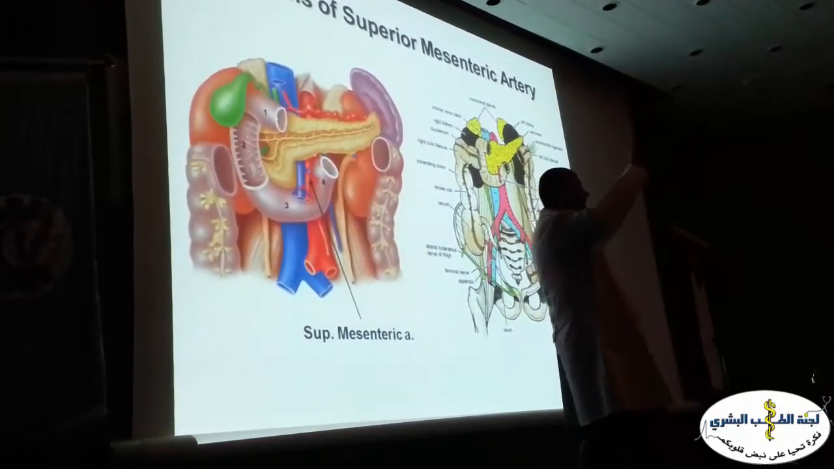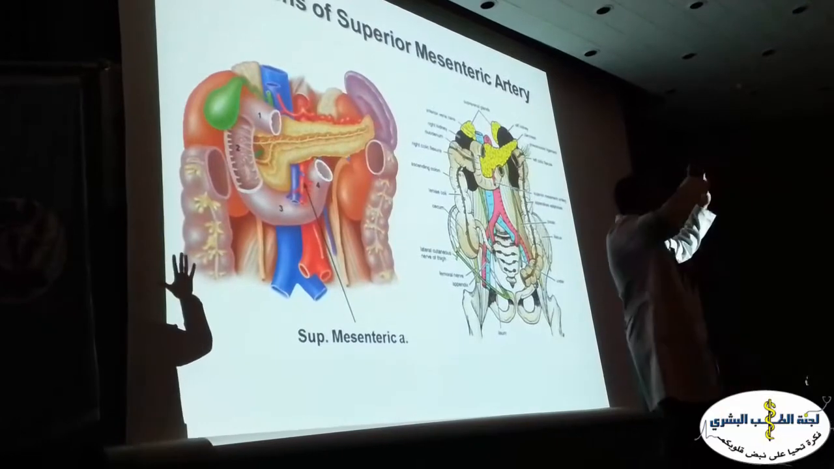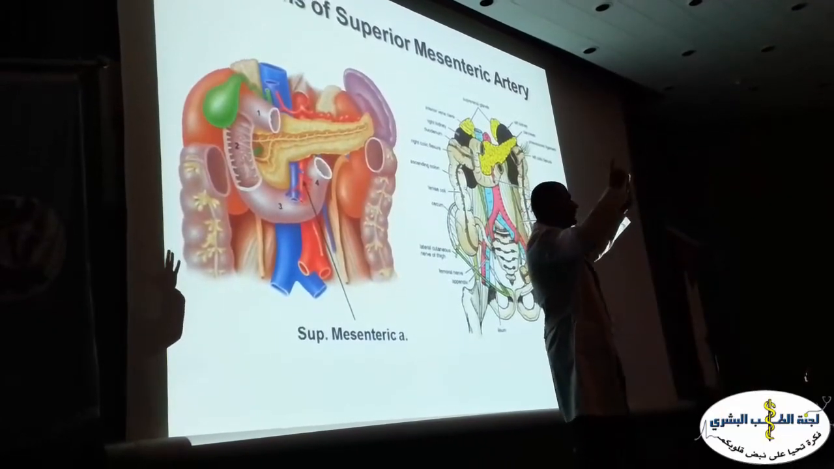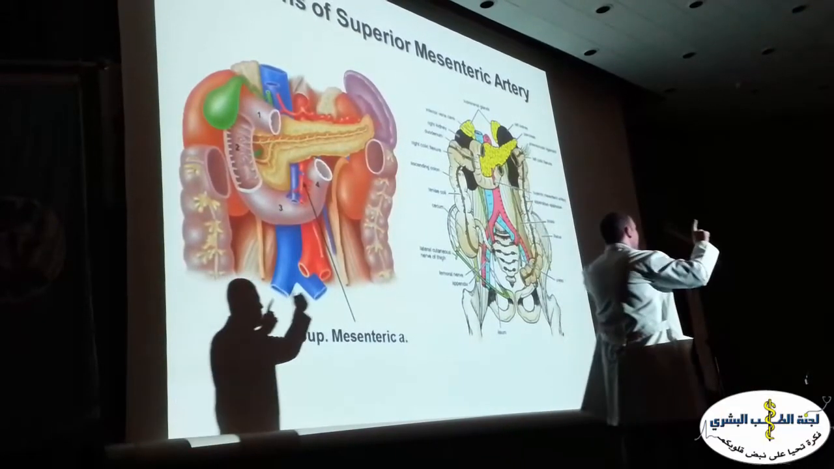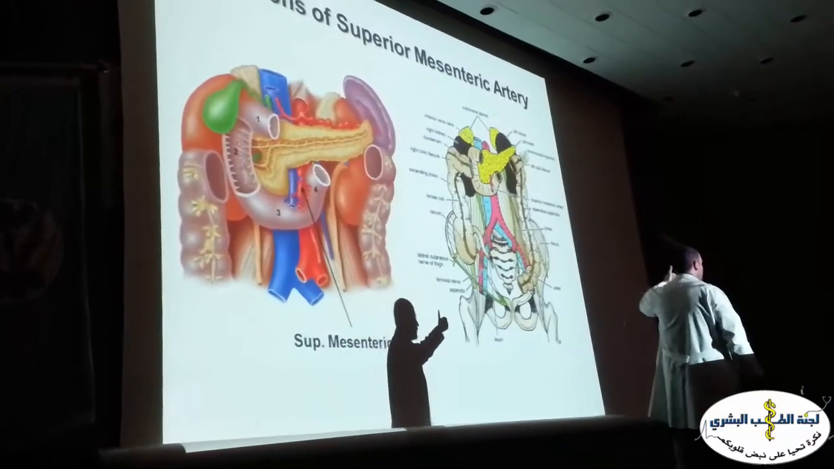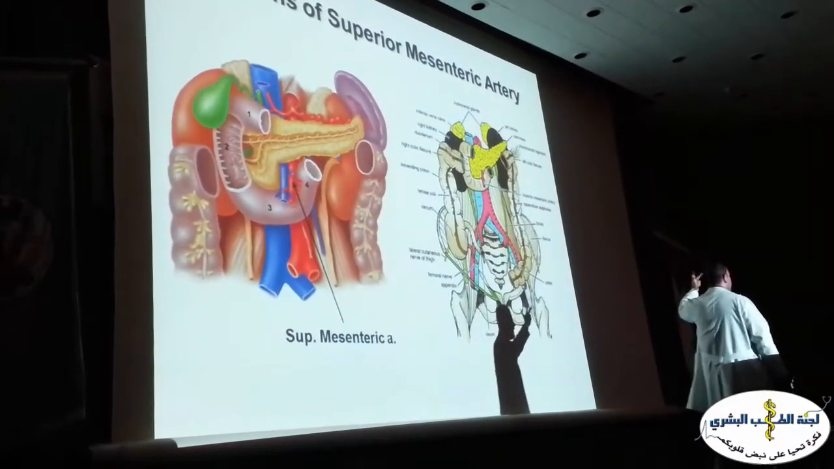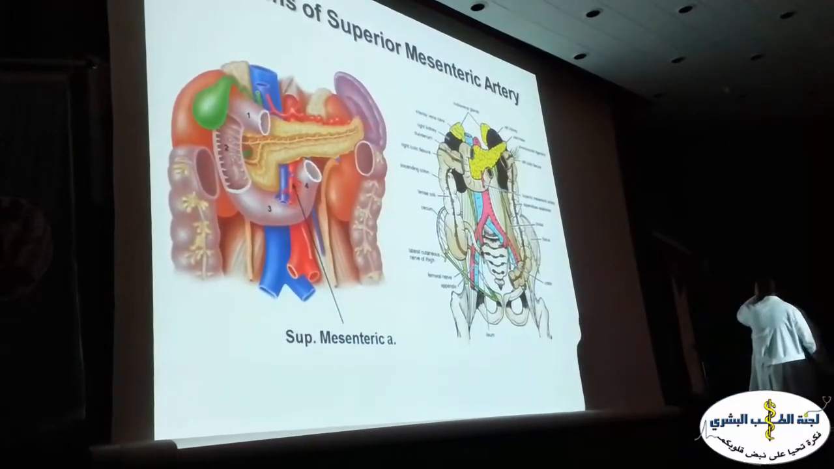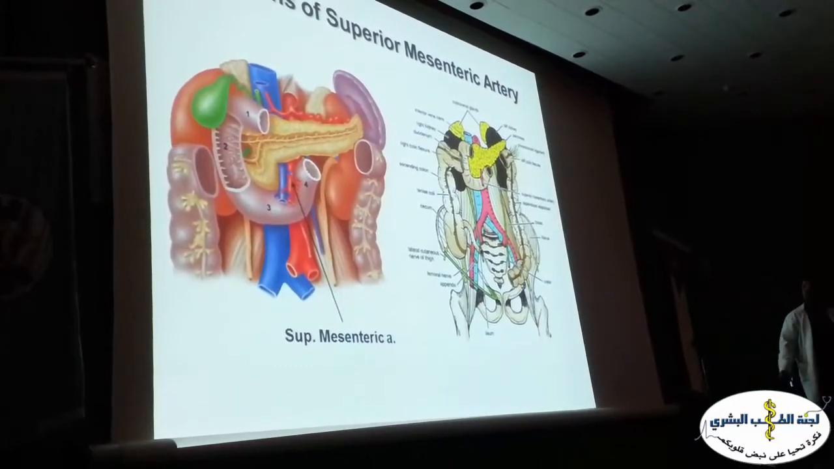So how many branches do I need from the superior mesenteric? I need 6 branches, okay, for each one. Lower part of duodenum, I need a branch. Jejunum, I need branches. Ileum, branches. Cecum and appendix, I need branches. Okay, like this, 6 branches.